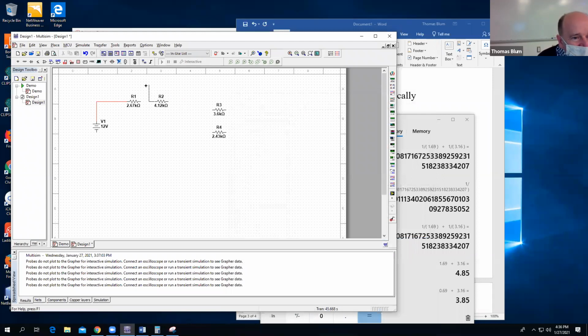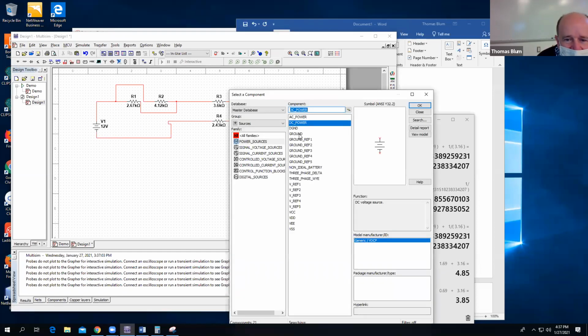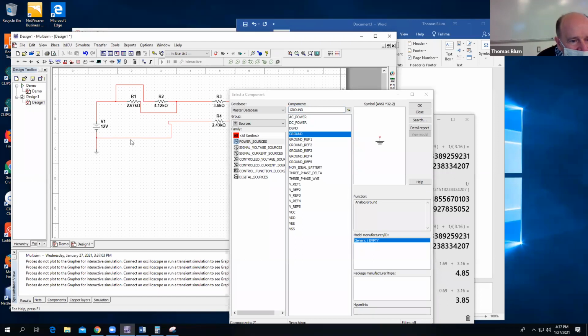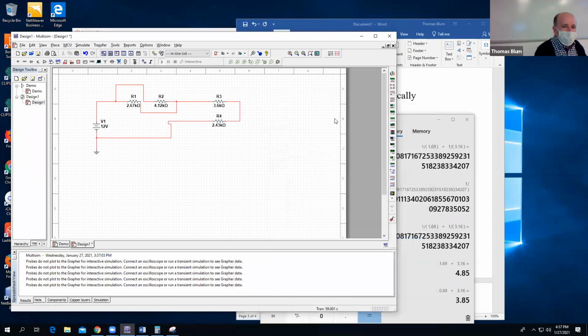Let me make something that's tricky. I like to be tricky sometimes. Here's me trying to be tricky. Okay. I should have ground. Okay, so I have, let me move this wire a little bit.